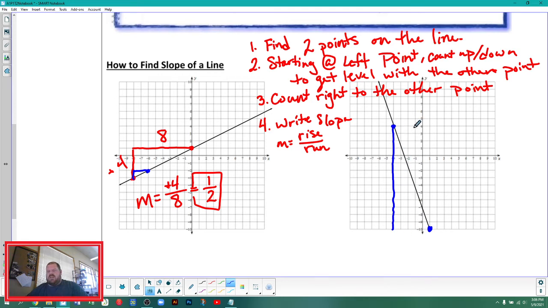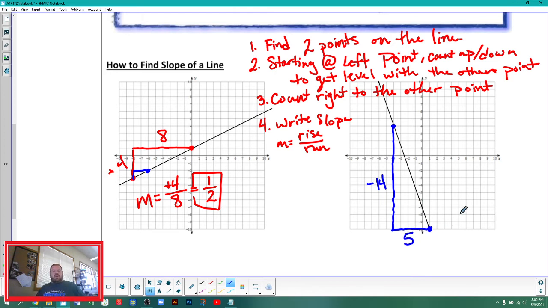Another way to do that is look at my y coordinate goes from a 4 to a negative 10. So that's covering 14 units. Now, how far over do I go? So I finally got to his floor. I had to go down 14 floors. And then I'm going over 1, 2, 3, 4, 5. So I went down 14. I'm going to treat that as a negative, and over 5.